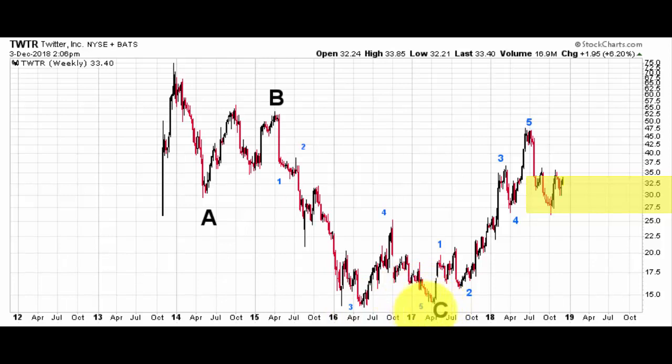So you can see the advance off the 2017 low, super apparent, slap you in the face kind of five-wave advance. Very obvious into the 2018 high. Since then, it hit a high, it reversed, it retraced almost exactly 61.8% of this advance off the 2017 low, and now it's trying to bounce again.